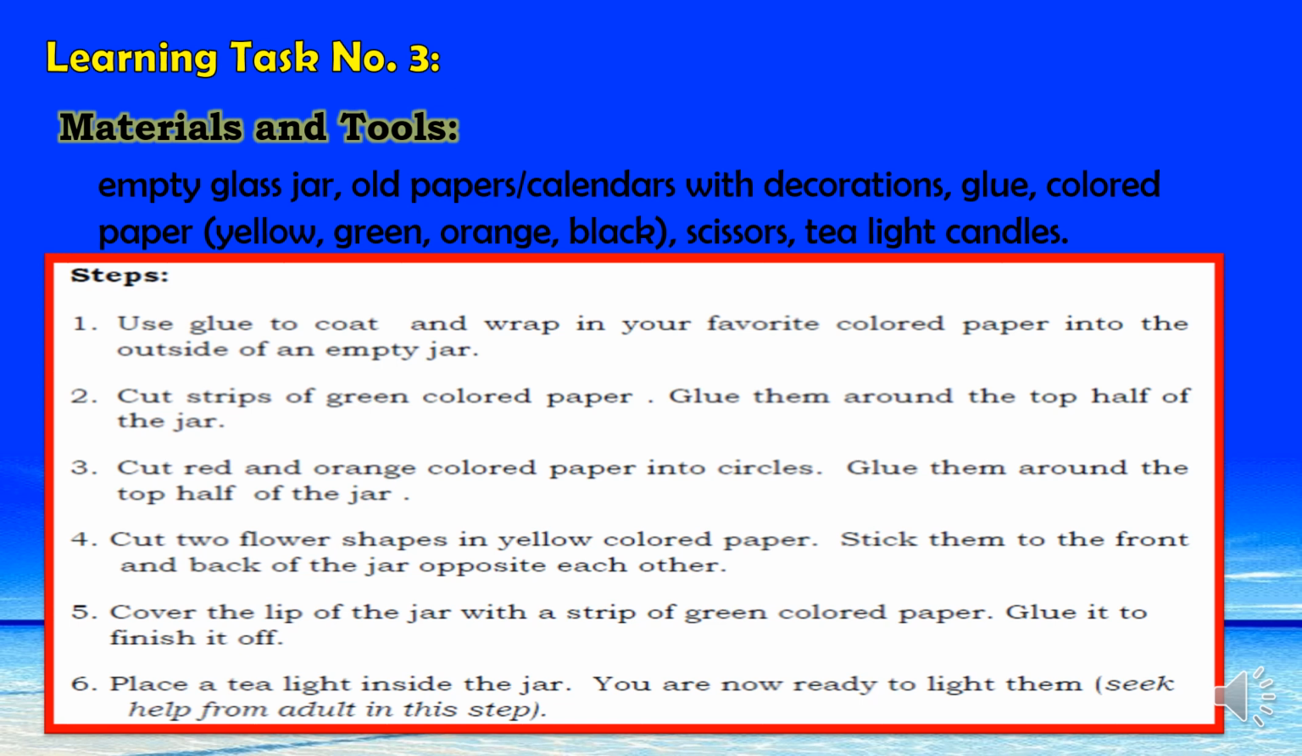Number six, place a tea light inside the jar. You are now ready to light them. Seek help from an adult in this step. And after doing the activity, you have to reflect on what you have learned on this activity. So you will write, I understand that, and I realize that.